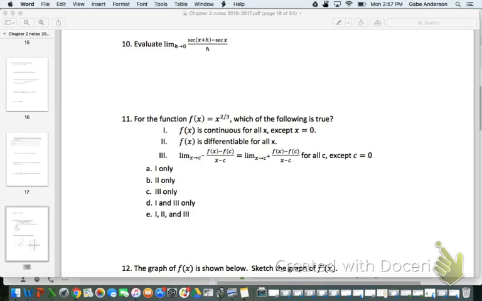Wonderful question. Drew was talking about some stuff. He's like, hey, you could try direct substitution. If you do, you get secant of x minus secant of x all over 0. And we all know that that's an issue, right? You can't divide by 0. So, wow, that's a problem.